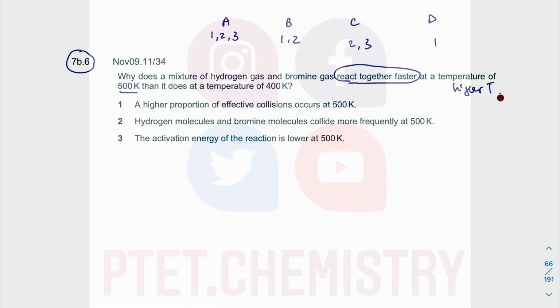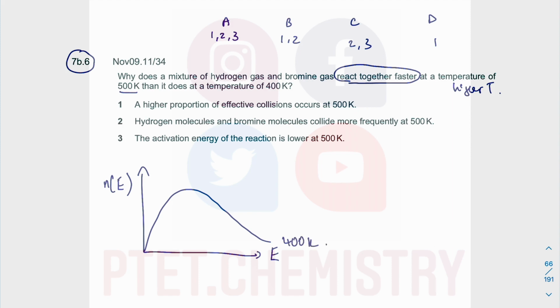But in A-level chemistry, you also start to learn about the Maxwell-Boltzmann distribution diagram, where we have energy on the x-axis and the distribution of molecules, so the number of molecules with energy E, on the y-axis. If this is at 400 Kelvin, then at 500 Kelvin my graph will skew to the right, while the total area under the graph remains the same because I haven't changed the total number of molecules, and I will mark the activation energy of the reaction.